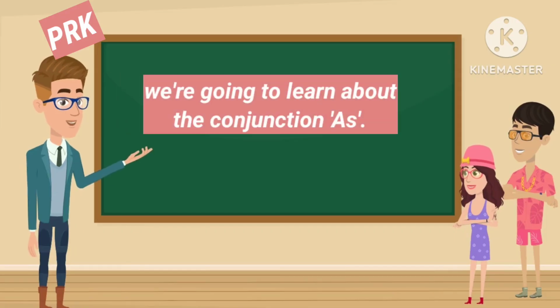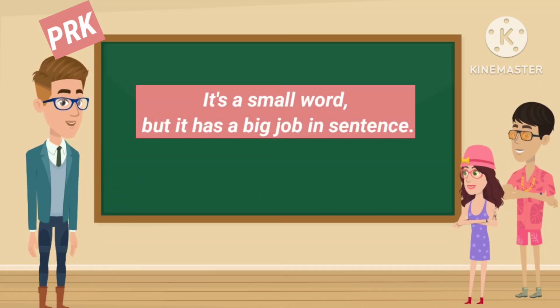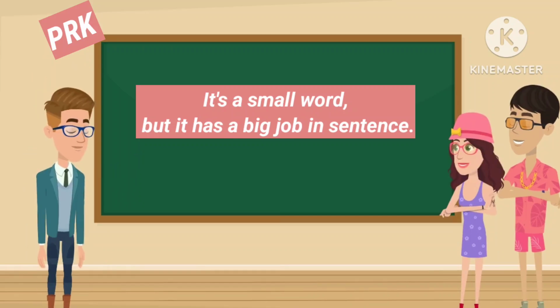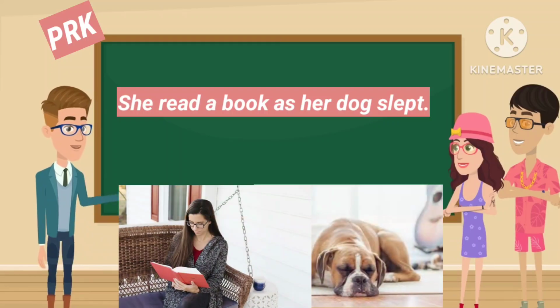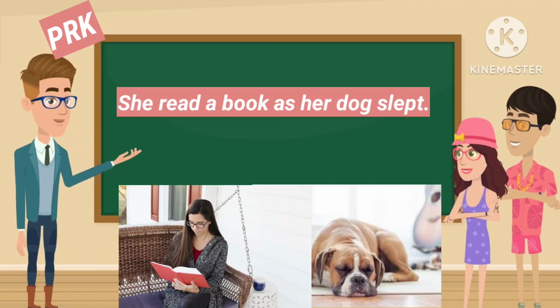We're going to learn about the conjunction as. It's a small word, but it has a big job in a sentence. She read a book as her dog slept. Here, as connects two clauses. She read a book and her dog slept. The conjunction as shows the timing relationship between the two actions.